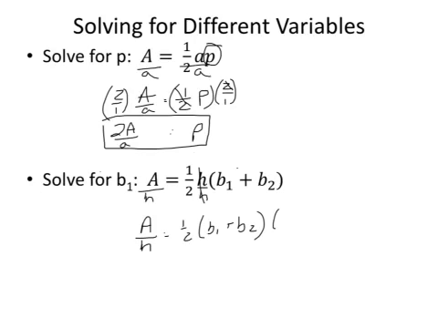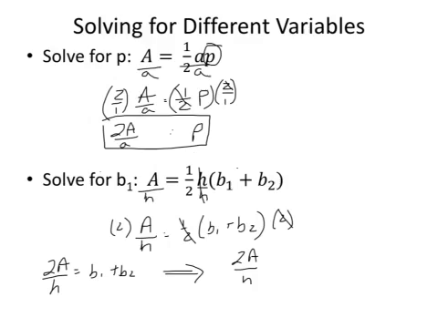Now if I multiply everything by 2, like I did on that first problem, I will cancel out my 1/2. So I have 2a divided by h, not b, equals b1 plus b2. Now it's really easy to solve for b1 because I can just subtract b2 from both sides. So I get 2a divided by h minus b2 is equal to the length of b1.